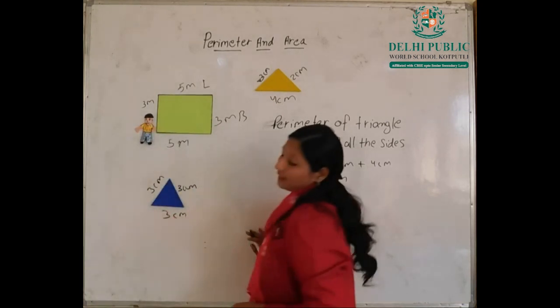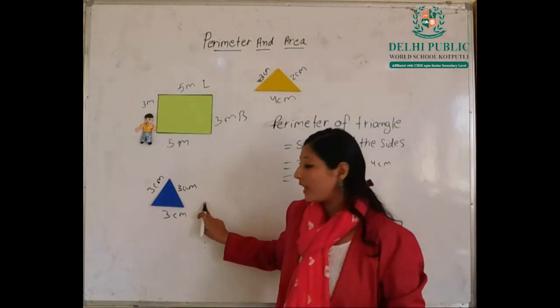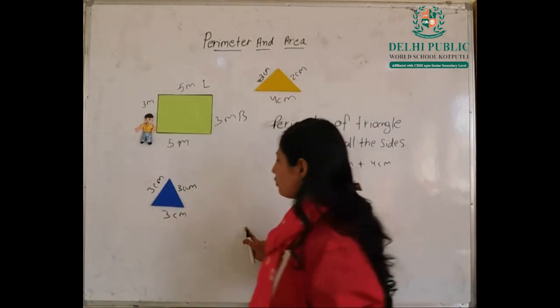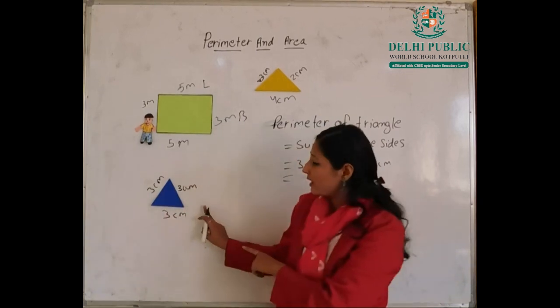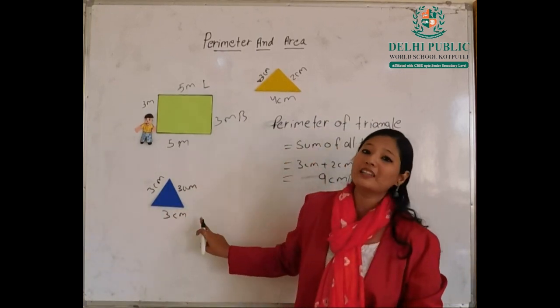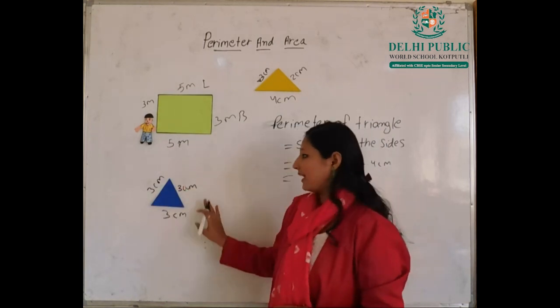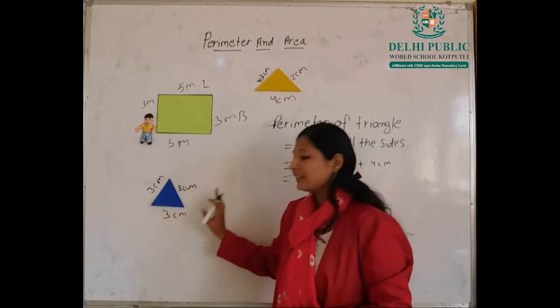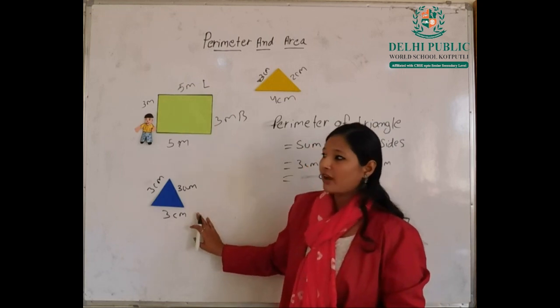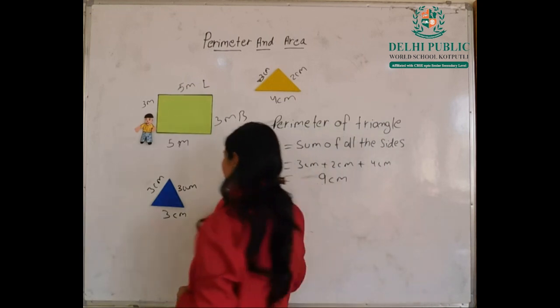This type of triangle in which all sides are equal is called an equilateral triangle. So this is an equilateral triangle. So how will we calculate the perimeter of this triangle? We can add all the sides, but there is a formula also to calculate the perimeter of an equilateral triangle.